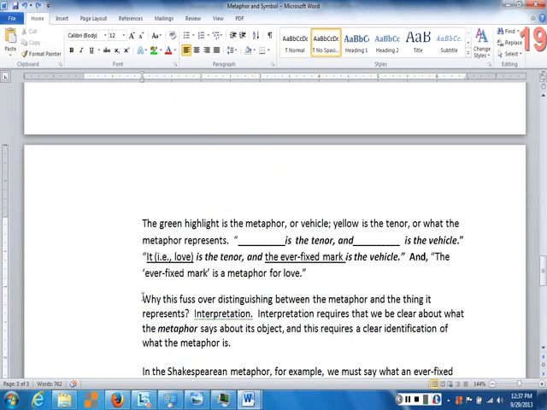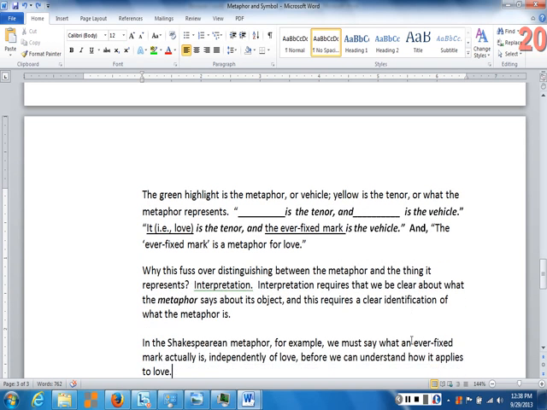So then, why this fuss over distinguishing between the metaphor and the thing it represents? We need to do so for the purposes of interpretation. Okay? So interpretation requires that we be clear about what the metaphor says about its object. And you can't talk about what the metaphor is saying about the object of the metaphor, or the tenor, unless you have a clear identification of what the metaphor is.